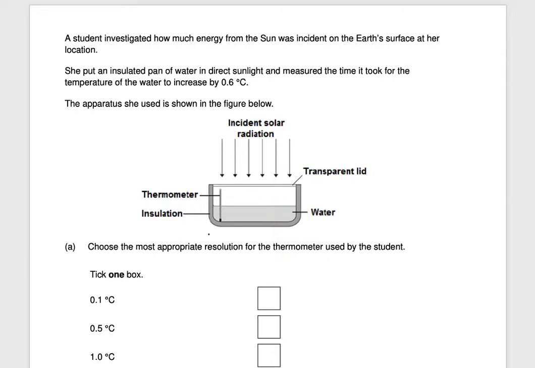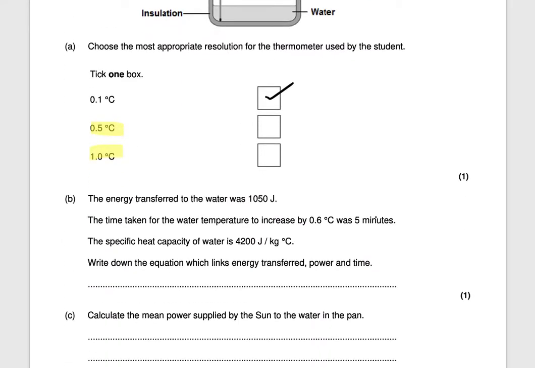It says choose the most appropriate resolution for the thermometer used by the student. So if we link back to the question, you can see that the temperature of the water increased by 0.6 degrees. Now that's not a multiple of 1 or 0.5. So the resolution that we're going to use is going to be 0.1 degrees. Okay, that's going to give you 1 mark.